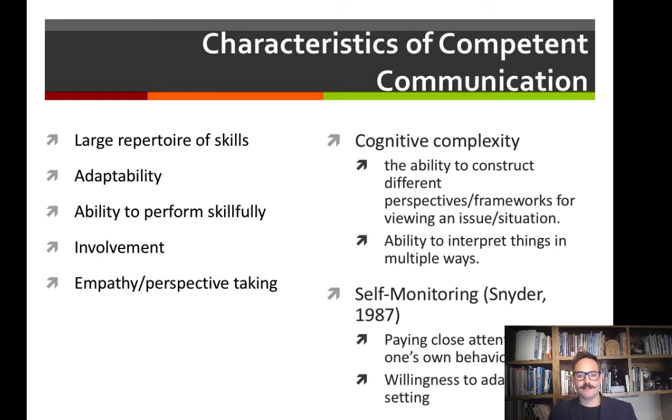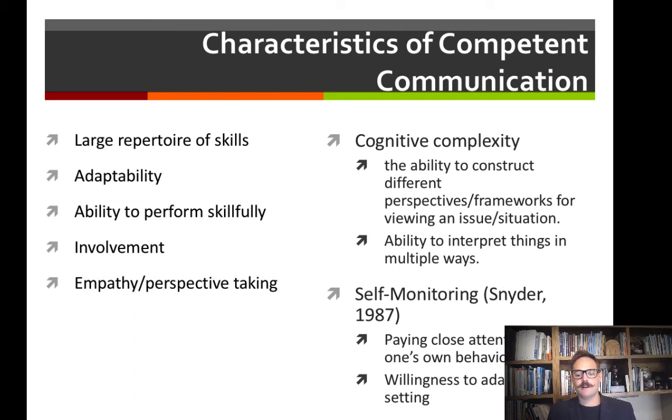Empathy and perspective taking. So being able to identify emotionally with other people around us and take their perspectives, we can develop our communication competence. Some other things include cognitive complexity. So this is the ability to create different perspectives and frameworks for viewing an issue or situation. So it's essentially thinking outside the box, thinking about issues or topics or things from different perspectives. And when we allow ourselves to do that, we see a different picture and we can adjust our communication appropriately.